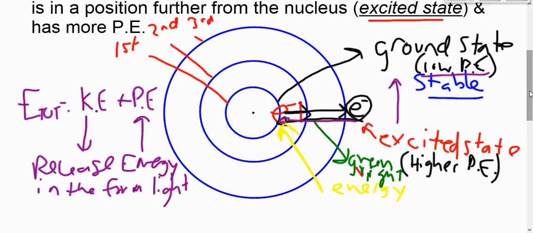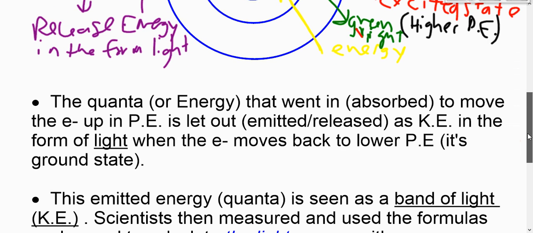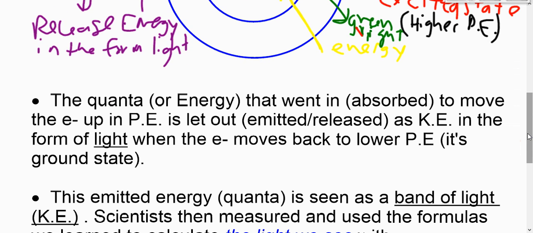So in words, let's go down here. What I'm trying to depict in that picture is that when an electron absorbs energy, which is also called a quanta, okay, it's just a packet of energy. However much energy that electron absorbed has to be released, okay? And so if it moves to a higher position, if it's higher in potential energy, when it goes back down to the ground state, it's emitted as kinetic energy. And light is a form of kinetic energy, okay?